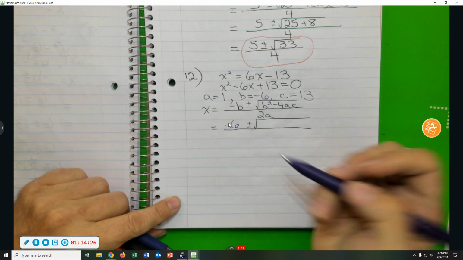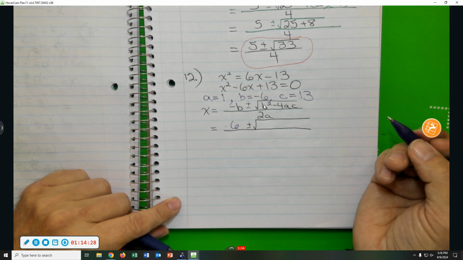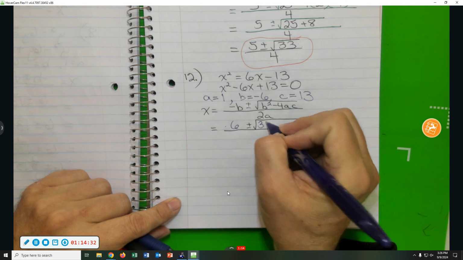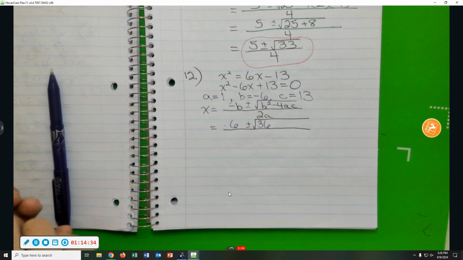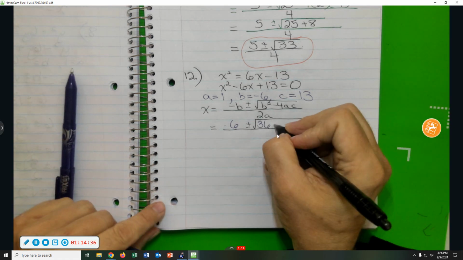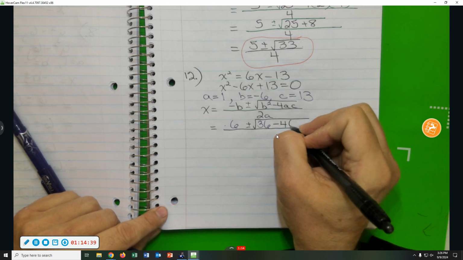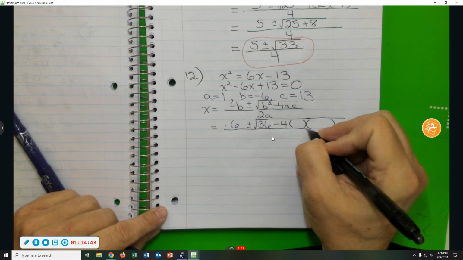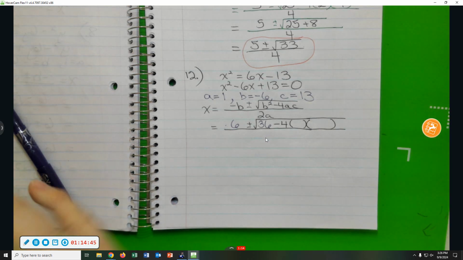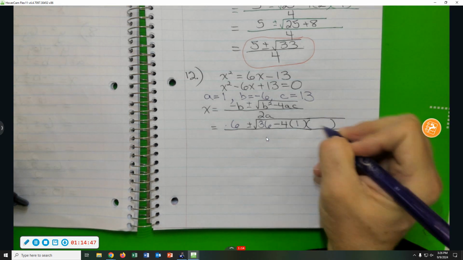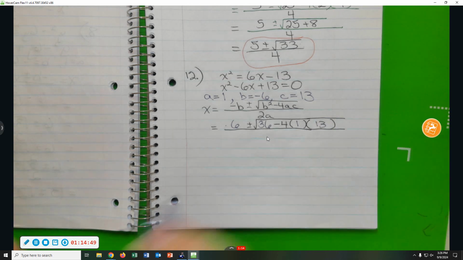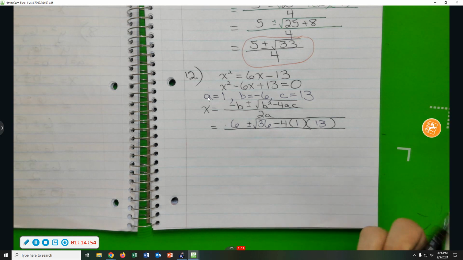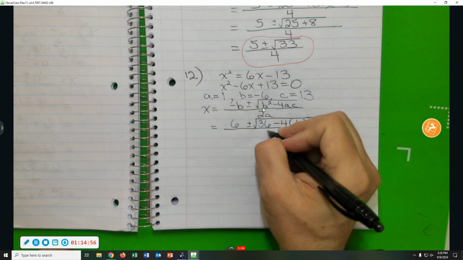What's B squared? Negative 6 times negative 6, positive 36, minus 4 times A times C. Okay, so we have 1 and 13, all over 2 times A. 2 times 1 gives me 2.